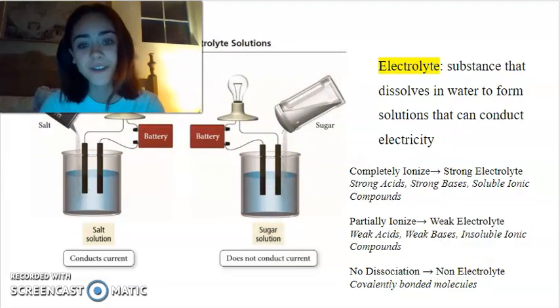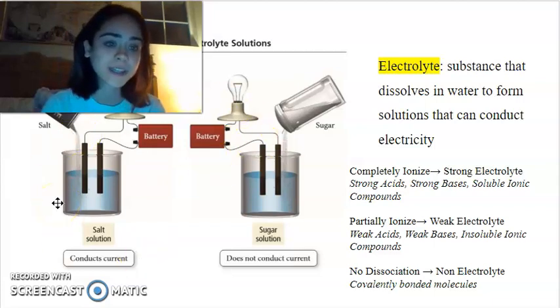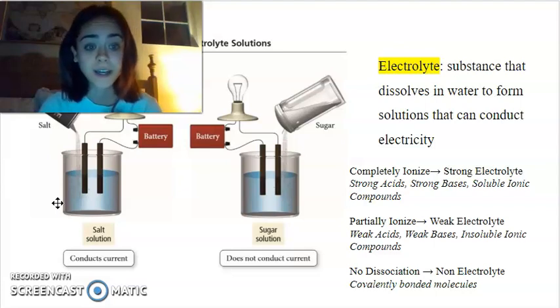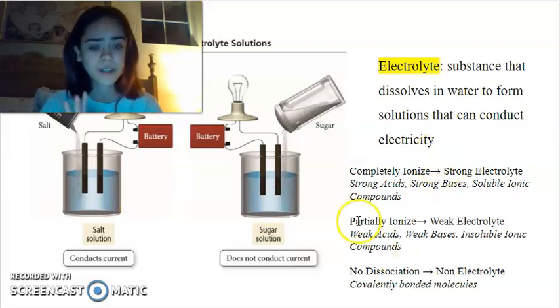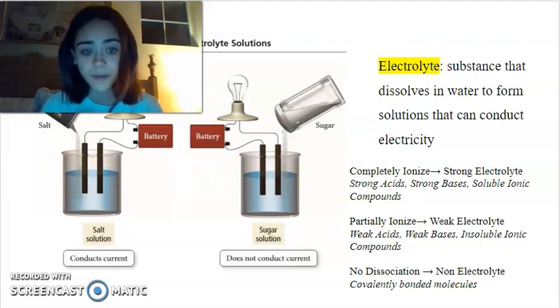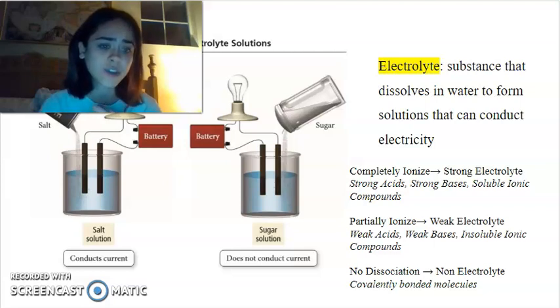So, electrolytes versus non-electrolyte solutions. An electrolyte is a substance that dissolves in water to form solutions that can conduct electricity. The most important takeaway on this slide is this stuff right here. If something completely ionizes, it is a strong electrolyte. So strong acids, strong bases, soluble ionic compounds, those completely ionize and they are great for conducting electricity.